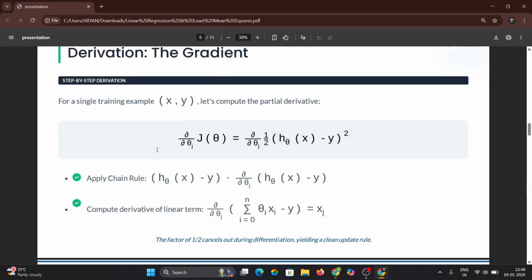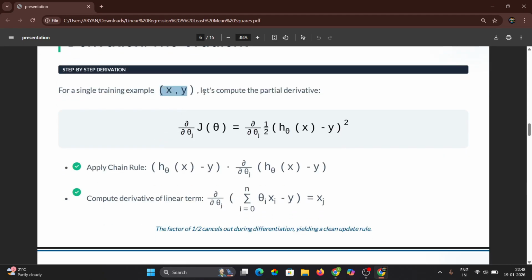So now we will find the derivative of the cost function. For a single training example, let's take x comma y, and compute the partial derivatives. We will compute the derivative of J(theta) with respect to theta j. When we differentiate it, this 2 will come out and get cancelled. We put in the value of h theta(x_i), which is theta transpose x_i, and after differentiating it with respect to theta j, we get the value x_j.